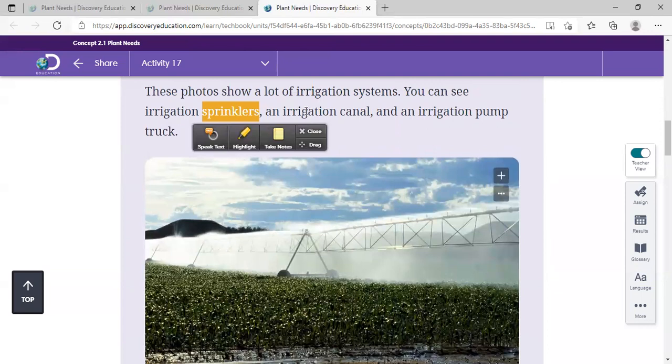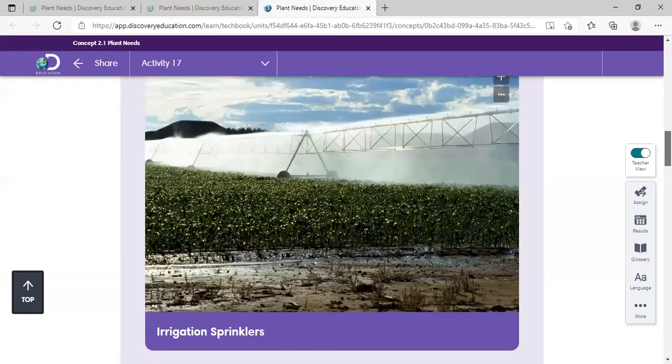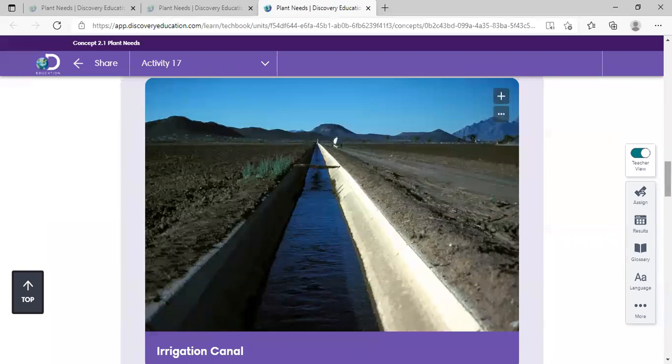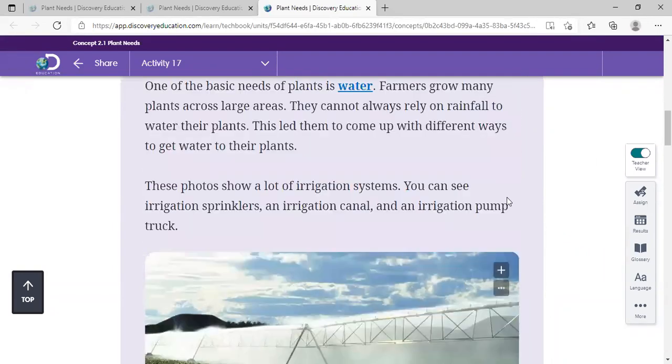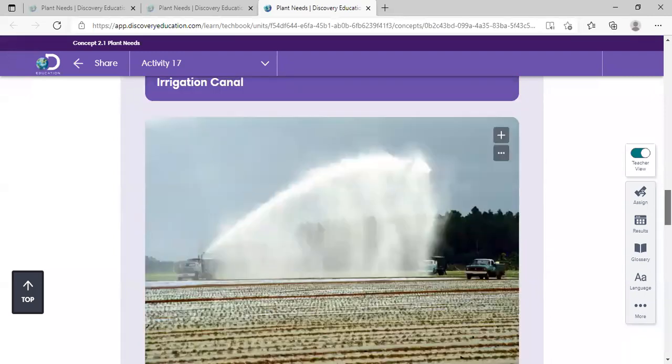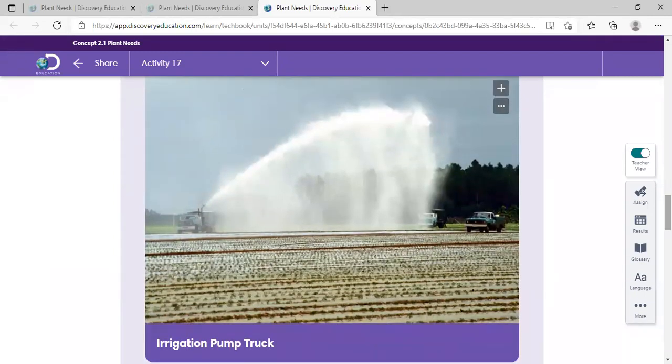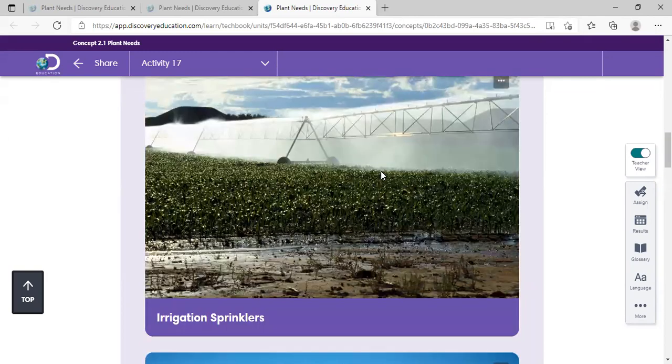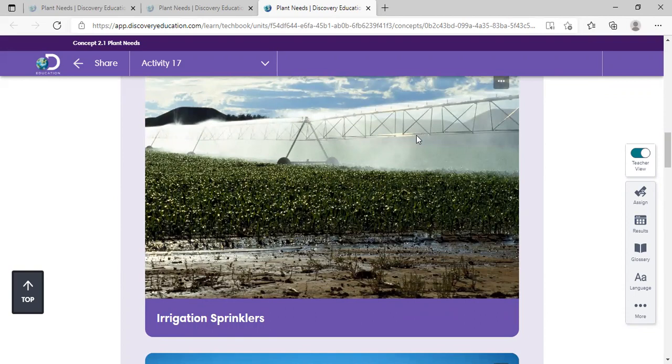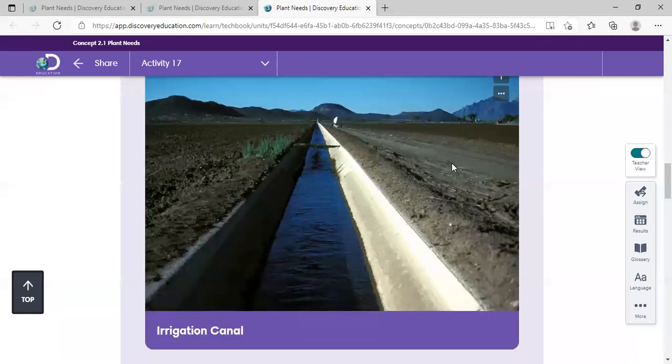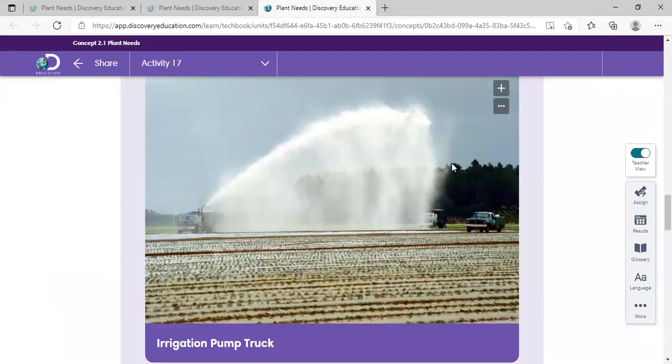And we also have an irrigation canal. Irrigation canal, this is the second picture. And the third one, an irrigation pump truck. Look at it. This is the third picture, an irrigation pump truck. This is a truck that holds water, and it has a pump that sprays the water over the plants. So these are three irrigation methods. Number one, the irrigation sprinklers, which sprinkle the water above the crops, then the irrigation canals, and the last one is the irrigation pump truck.